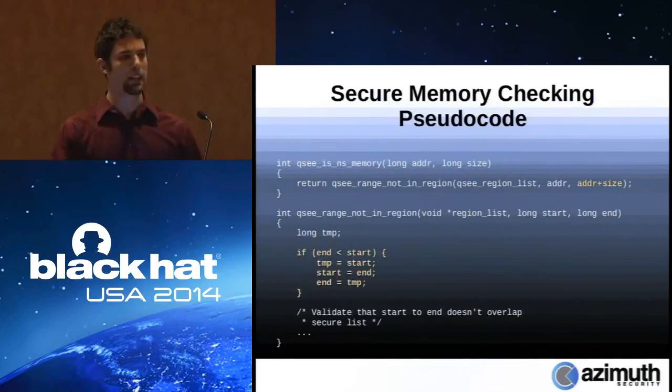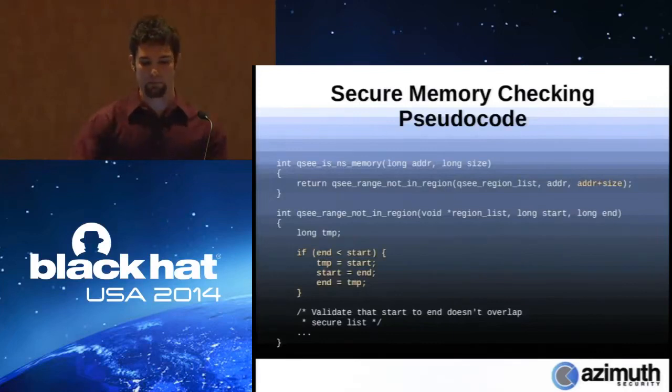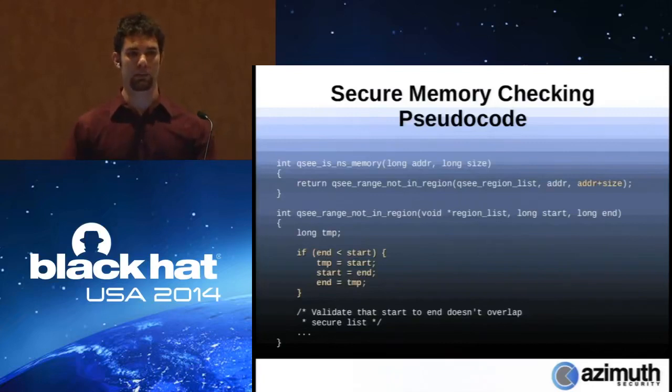Now, this is pseudocode that I put together that roughly approximates what goes on when QSEE performs these checks. You have this top-level function, QSEE is non-secure memory, that takes arguments of an address, meaning the start of the region that's going to be checked, and a size field indicating how big the region is that they want to check. Next, they call down to a secondary function that I called QSEE range not in region, where they provide the address of this linked list of protected regions that resides in secure memory, and then they provide the address again, and then they attempt to calculate the end of the region that they want to check by adding the address plus the size of the region.